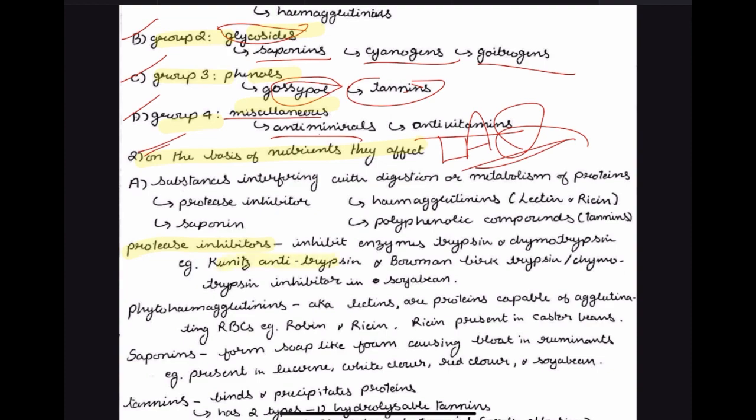So we have Kunitz antitrypsin and Bowman-Birk trypsin and chymotrypsin inhibitor in soybean. This is a very important example. Then we have phytohemagglutinins, so they are hemagglutinins. They are proteins which agglutinate, or clump, the RBC, and they are of plant origin. That is why they are called phytohemagglutinins. They are also known as lectins. Important examples include abrin and ricin. Ricin is present in castor bean.